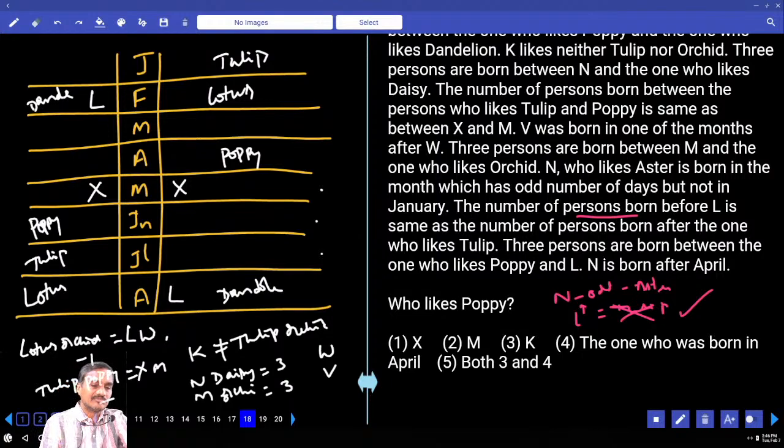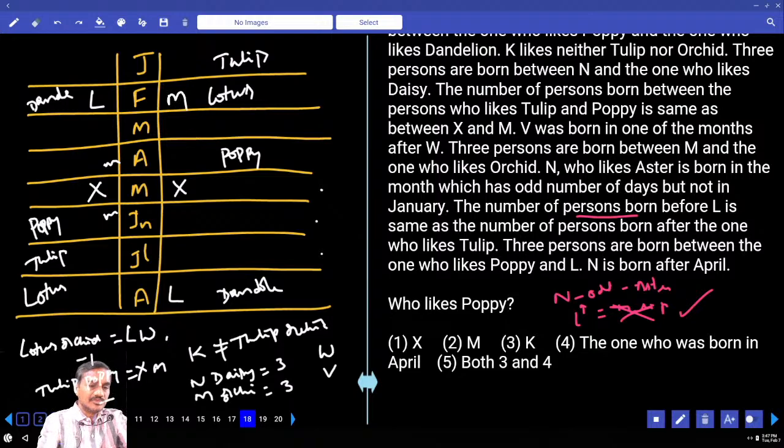Hence X and M must be adjacent to each other. M can be here or here. Right? Tulip and poppy 0, and X and M there must be 0. And here also X and M must be like this. X and M. Then tulip and, now number of persons between tulip and poppy. How many are there? 2 people. And similarly X and M there must be exactly 2 people.